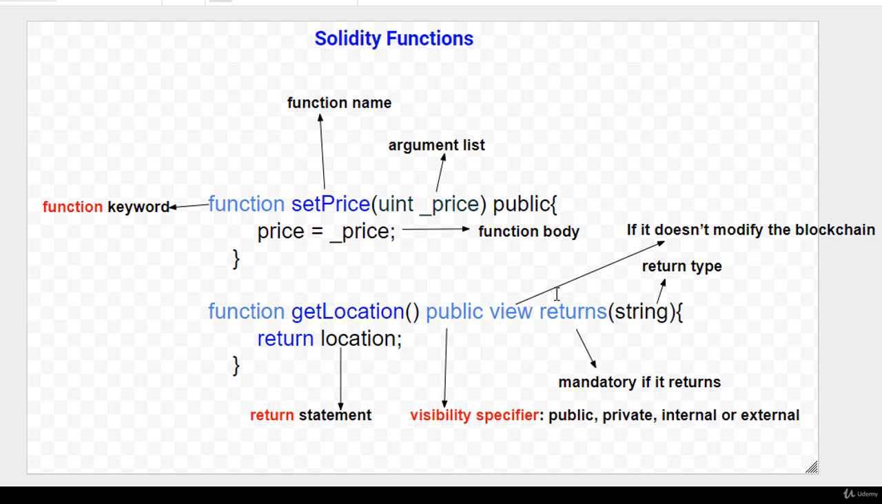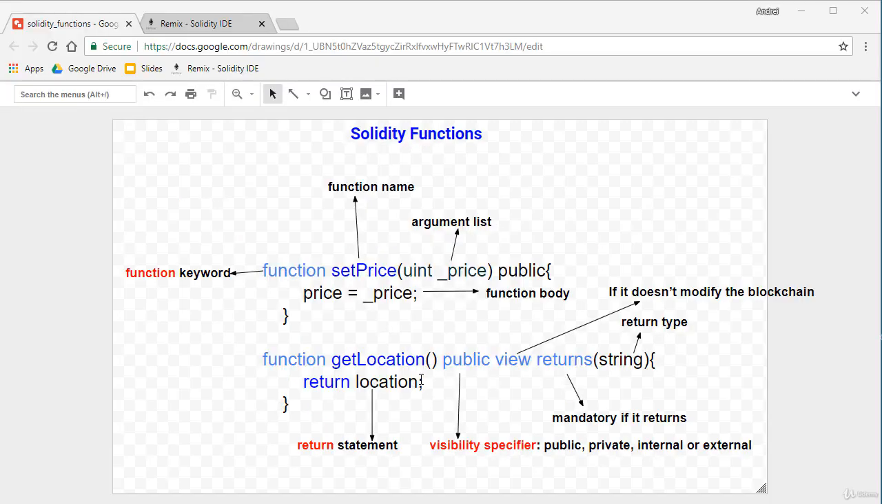If it doesn't modify a variable, it must return a value. So we have the returns. Be careful, here is an S. So we have returns, not return. And this keyword is mandatory if our function returns. After that, between parentheses, we have the type of the variable that will be returned. In this case, our function will return a string. And then we have the function body, and somewhere we have the return statement and the variable that will be returned.